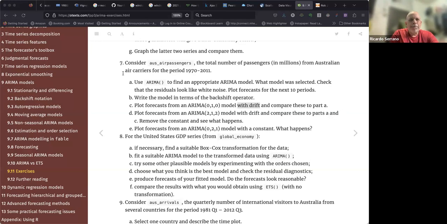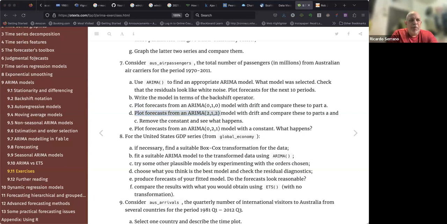All right. Then, C. It says plot now. D. Plot forecast for an ARIMA model. But now, instead of 0, 1, 0, we're going to input 2, 1, 2, with drift, and compare with the ARIMA, and also with the 0, 1, 0. All right, so let's do that.